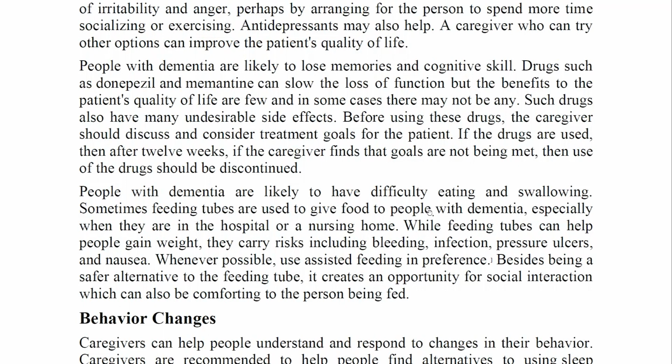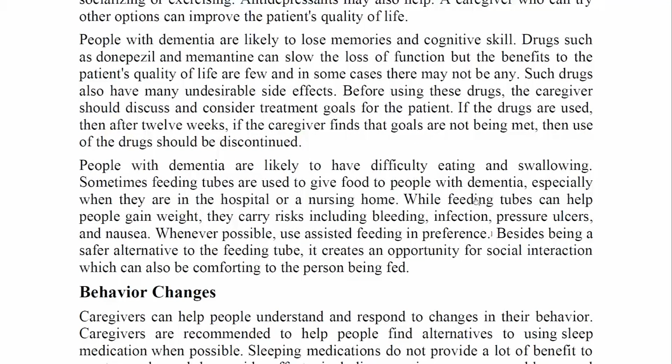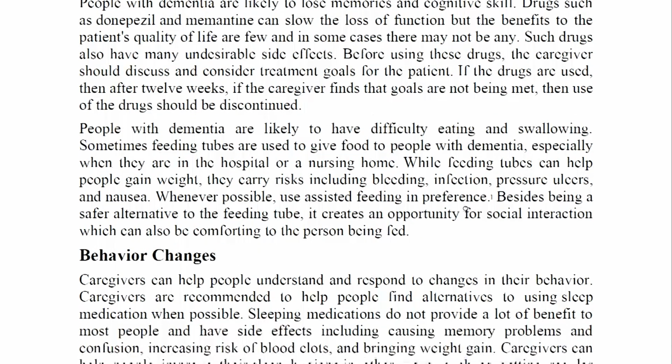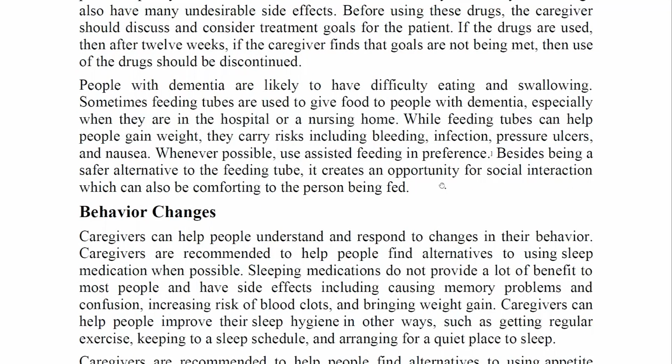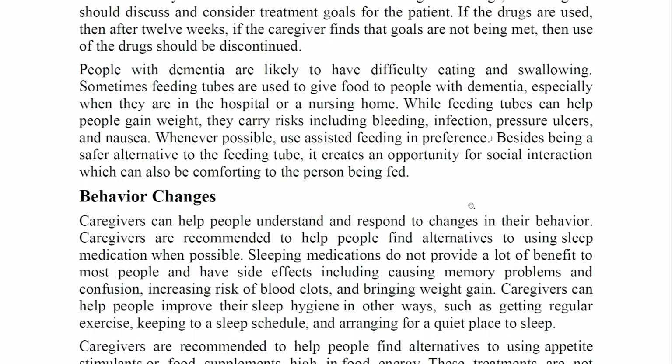People with dementia are likely to lose memories, a cognitive skill. Drugs such as donepezil and memantine cannot slow the loss of function, but the benefits to the patient's quality of life are few, and in some cases there may not be any. Such drugs also have many undesirable side effects. Before using these drugs, the caregiver should discuss and consider treatment goals for the patient. If the drugs are used, then after 12 weeks, if the caregiver finds that goals are not being met, then use of the drugs should be discontinued.